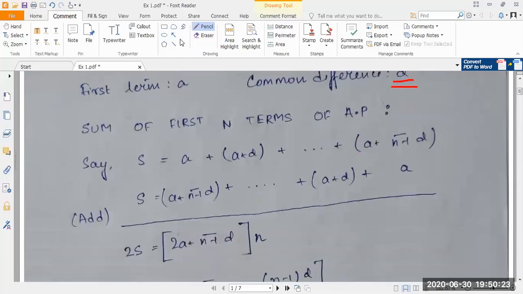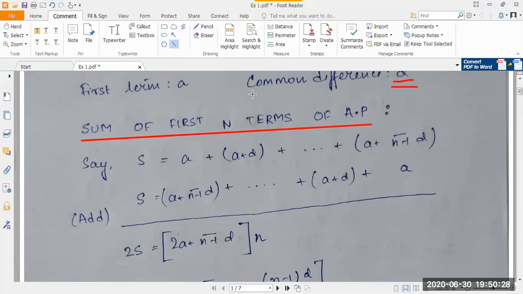Okay. So first thing that we need to find out is sum of the first n terms of AP. Let's first say that S is the sum of first n terms of AP. So we write S is a plus d plus up to a plus n minus 1 d. That is, there are n terms, and we are taking the sum of those n terms. This is the first term, this is the second term, and this is the nth term.